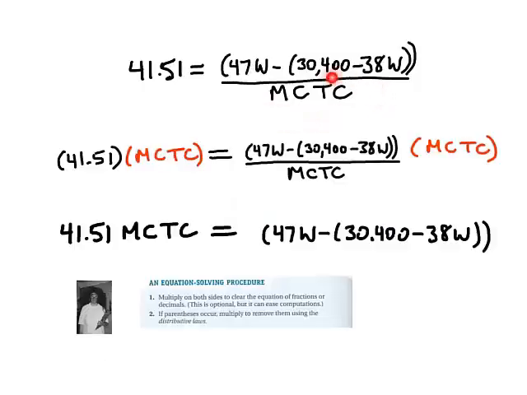The denominator, m03, is what we're going to be multiplying both sides of the equation by. So you can see I've shown in red here our denominator, m03, and we're going to multiply the right-hand side of the equation by this denominator and the left-hand side of the equation by that same denominator. On the right-hand side of the equation, the m03's cancel out, leaving us with this expression on the right-hand side. And on the left-hand side, we just have 41.51 times m03.